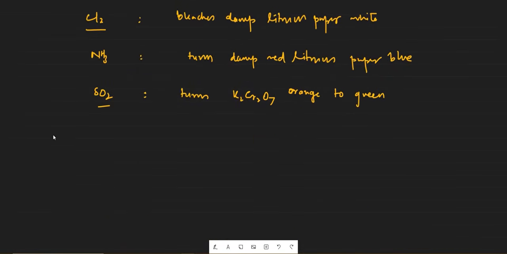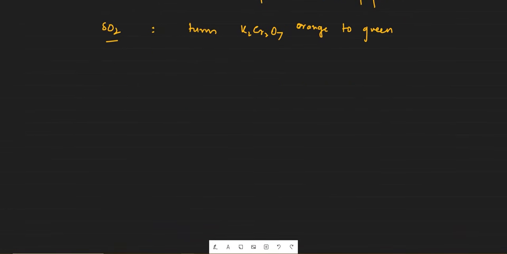Okay, and there's also one thing, there's a test for the presence of water as well. So how do you do that? There is a compound known as anhydrous copper sulfate. Anhydrous copper sulfate. What does that mean? Anhydrous means that it does not have any water of crystallization attached to it.